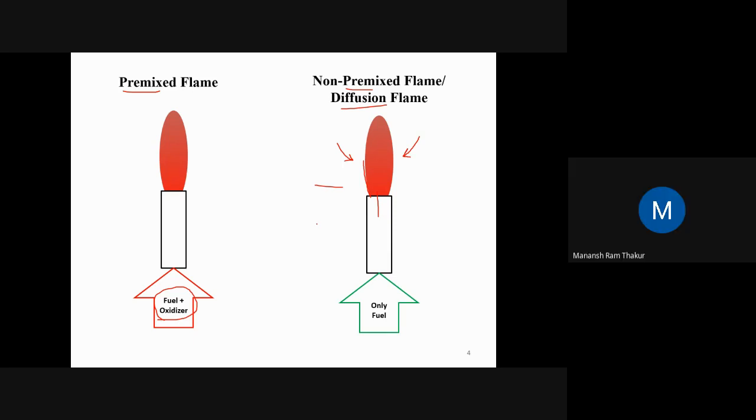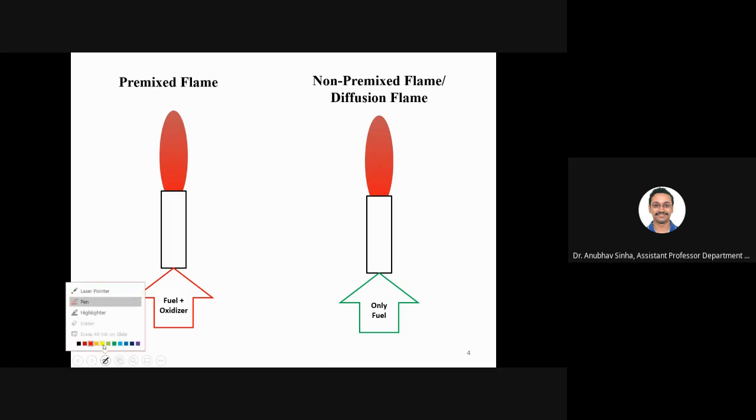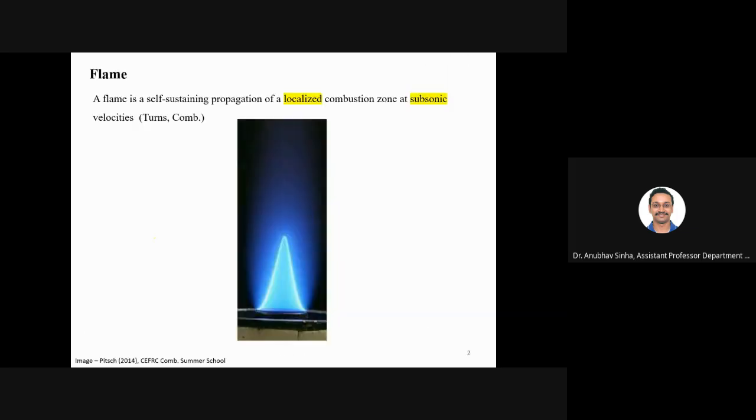Sir, can you please repeat it? I missed it. Sure. See, let me clear all this. So let us say I have a Bunsen burner. Okay, this is a Bunsen burner which is basically a tube, what you have seen in the last slide. It will have some flame like this.